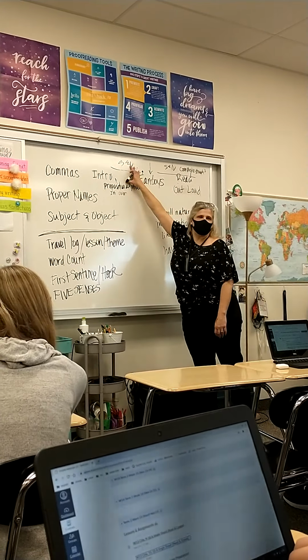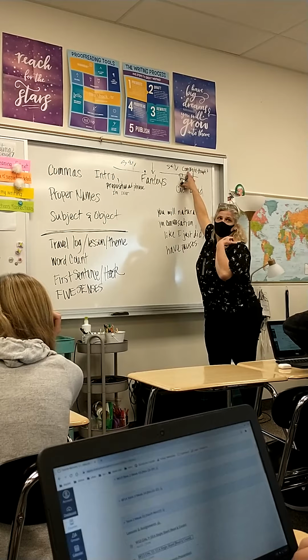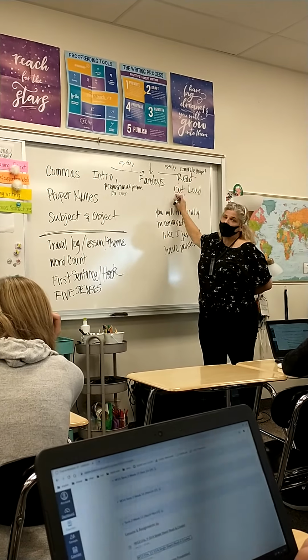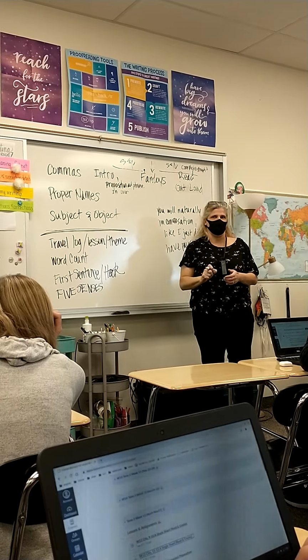So if this is a complete thought with a subject and verb, and this is a complete thought with a subject and a verb, and you have for, and, nor, but, or, yet, or so in the middle, then you need a comma before it.